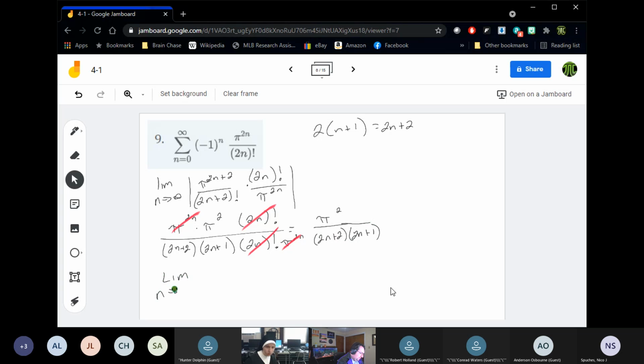So as n goes to infinity, and as the bottom gets infinitely large, that goes to 0. The nice thing is, even if you screwed up and did the 2n plus 1, it wouldn't have changed the actual final answer in this problem. So since this one is 0, based on the ratio test, that's less than 1. So it is absolutely convergent.